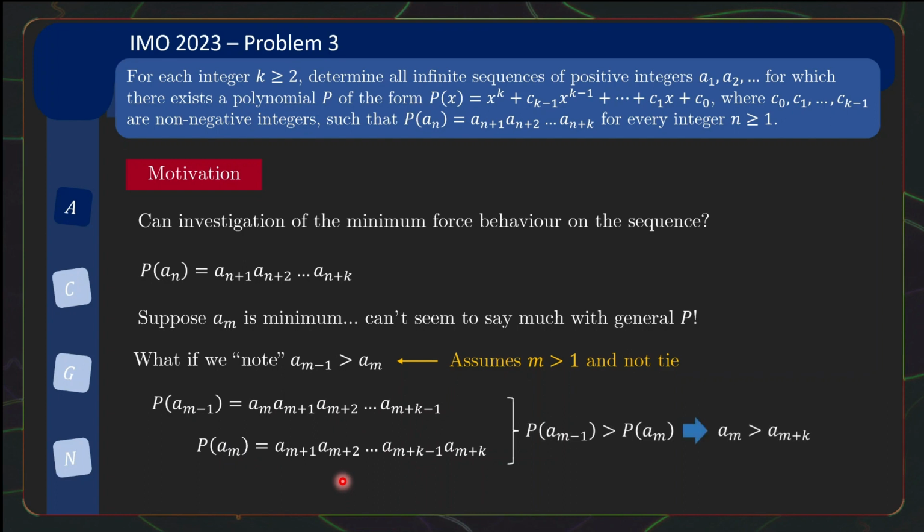And indeed, over here, we have this inequality, and recall that p is a strictly increasing function because all the coefficients are positive, and you only consider values of x that are positive. So this inequality implies this inequality. And if we now use this inequality and compare across the two expressions and cancel out the common terms, it implies that am is bigger than am plus k, which contradicts the assumption that am is where the minimum occurs.